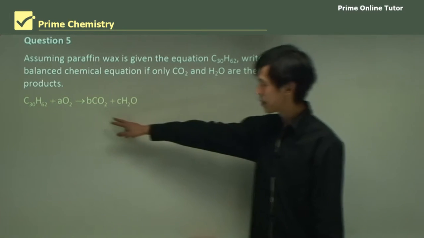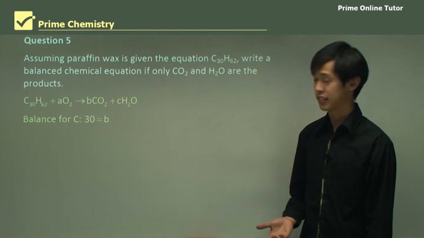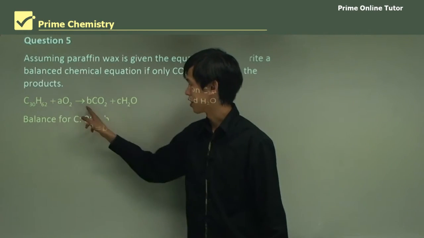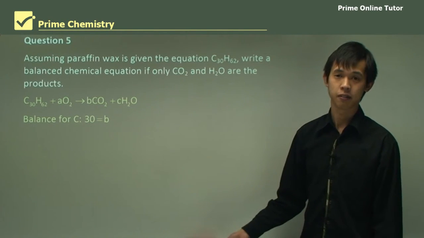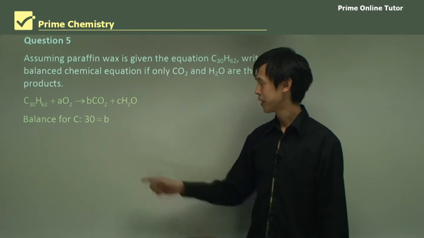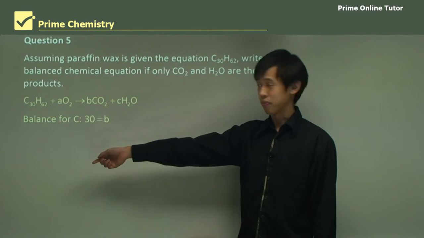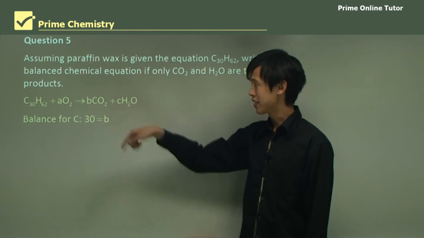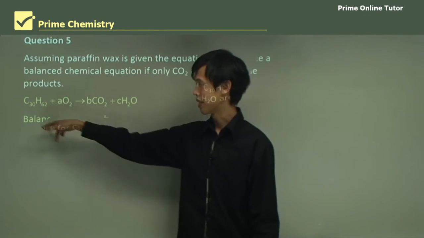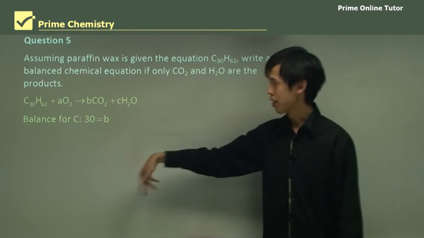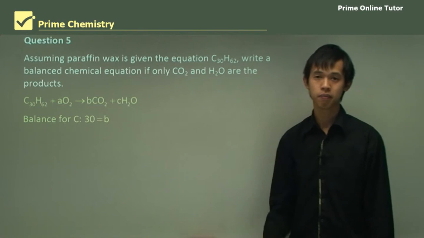Okay, so we've got A, B, and C, and we need to just find out what these numbers are. So the first thing to do is balance for C, remembering that it appears only once on each side. So we'll start with that one. You could have started with H if you really wanted to, but I like to start with C. It's up to you. Personal preference stuff. Now, if you look at the number of carbons on the left-hand side, it's 30. And so the number of carbons on the right-hand side is B. And they have to be the same. So 30 has to equal B. So that tells you immediately that B is 30. Okay? Simple.